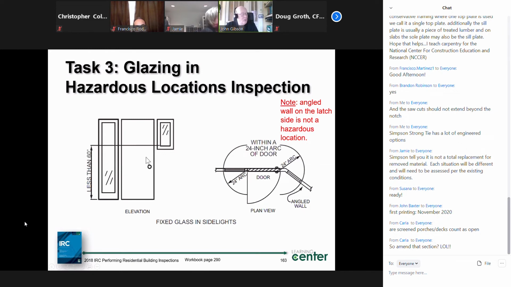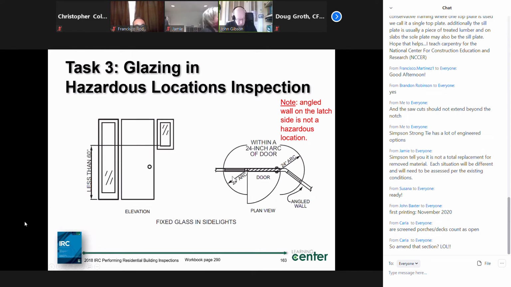Now, side lights, we're looking at its location to the door, swinging that arc, remember the 24-inch arc, and we're going to say, well, is it within 24 inches of the side of the door? And in this case, yeah, it's less than 60 inches, it needs to meet it. Now this one, if it's less than 60 inches, would need to meet as well, because it's within 24 inches.